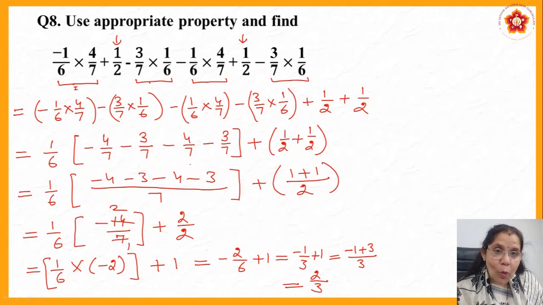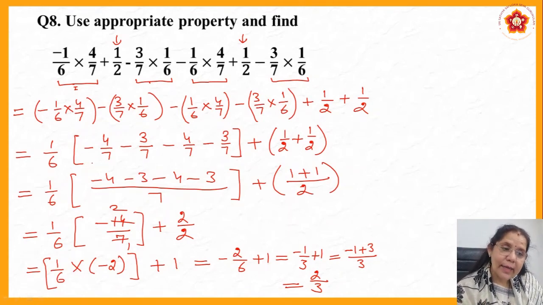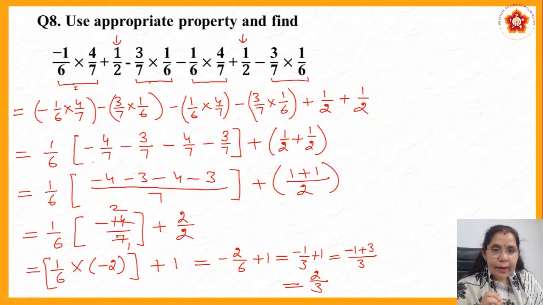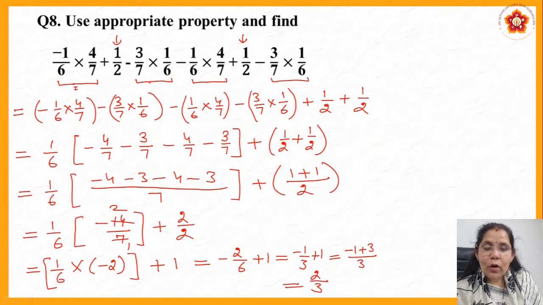Then observe what is common in the bracket. In this particular question, 1 upon 6 is common in all the 4 brackets. So we have written 1 upon 6 outside the bracket, and inside the bracket accordingly we write down the terms. Take the LCM. Take care of the negative sign which is out there. Then simplify. And after simplification, we have taken the LCM after following BODMAS rule and arrived at the answer 2 upon 3.